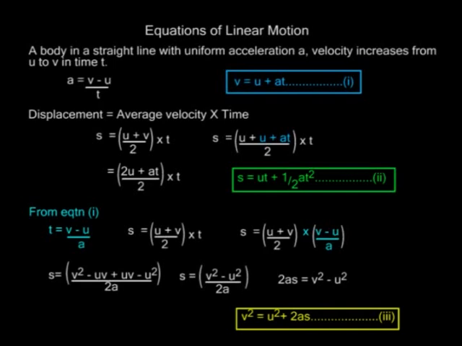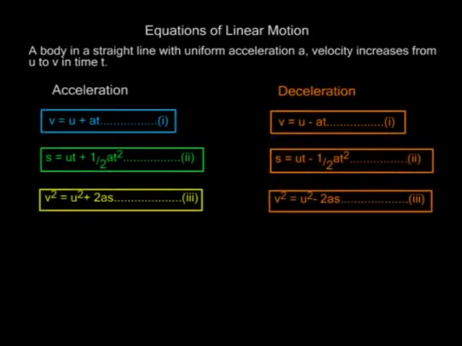Note that for deceleration or retardation, a is negative and thus changes the positive sign in any of the above equations. Let's take an example. A body is uniformly accelerated from rest to a final velocity of 100 meters per second in 10 seconds. Calculate the distance covered.